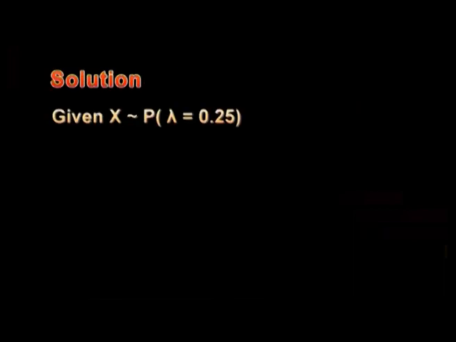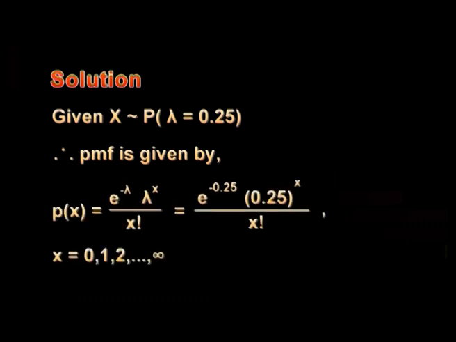Given that x follows Poisson distribution with parameter lambda is equal to 0.25. Therefore, the probability mass function is given by P of x is equal to e power minus lambda into lambda power x by x factorial, which is equal to e power minus 0.25 into 0.25 to the power x divided by x factorial, where x takes the values 0, 1, 2, etc. to infinity. To simulate the random observations, first we find the following table.